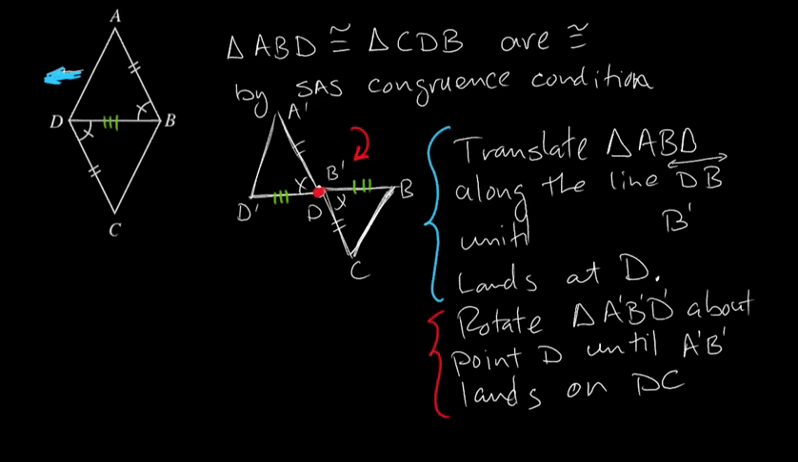So this segment right here, A prime, B prime, is going to keep going around until it lands on this point right here. Once that happens, all of my points are going to line up. The angles will be perfectly lined up on top of each other, the segments with 2 tick marks would be lined up, and the segments with 3 tick marks would be lined up. So those are my two rigid transformations: a translation and a rotation.